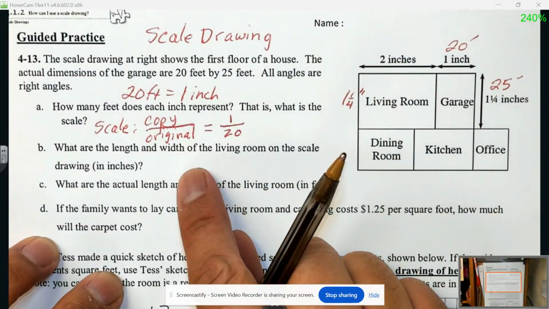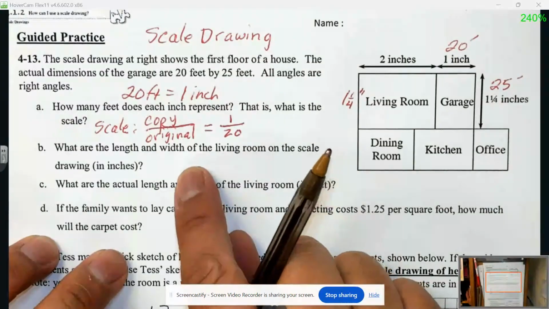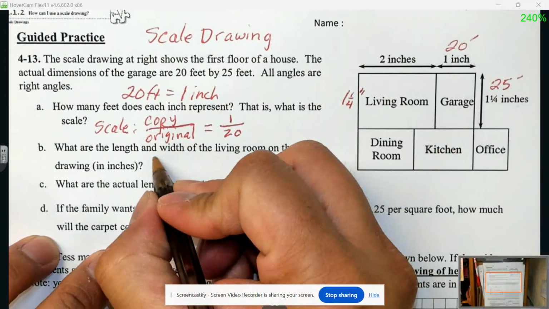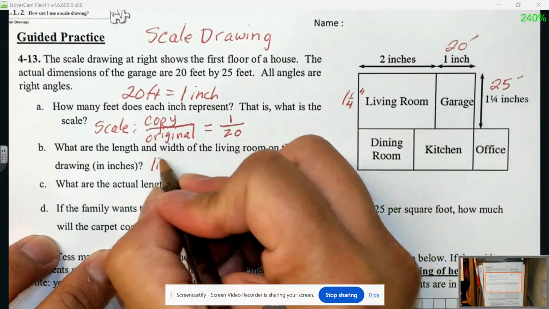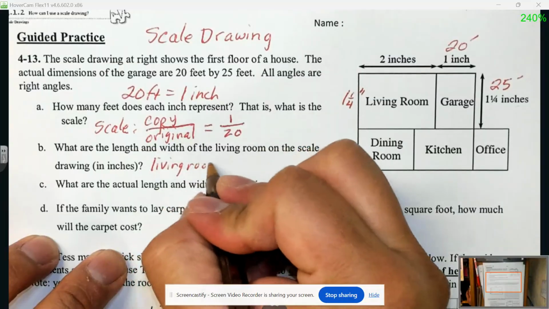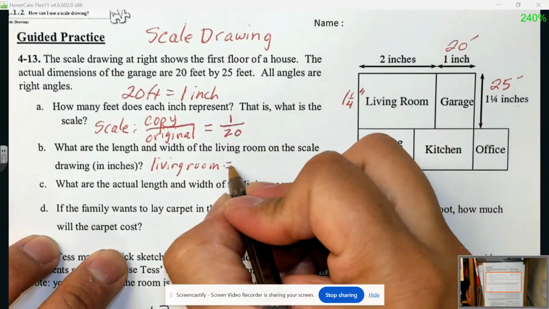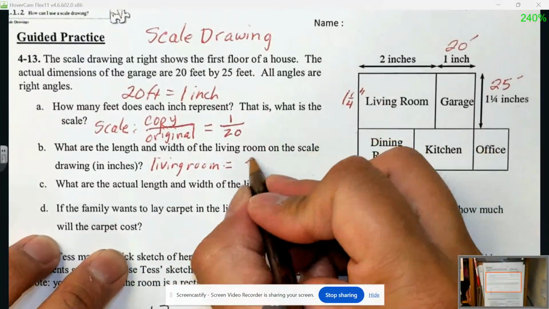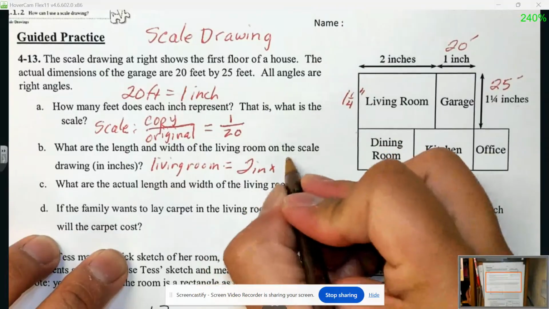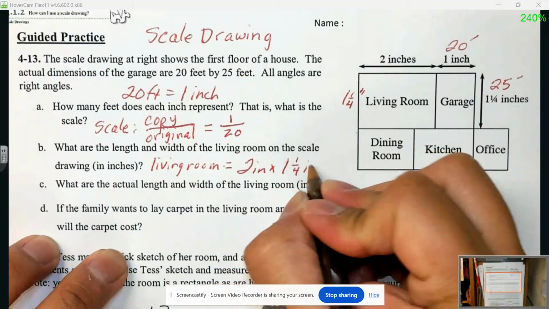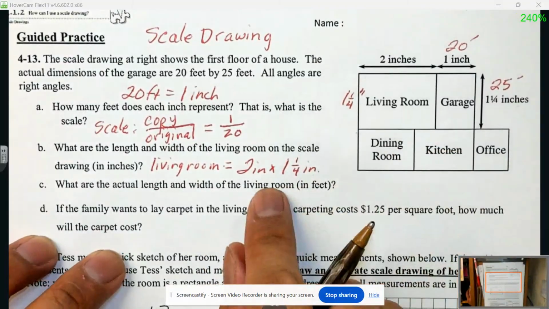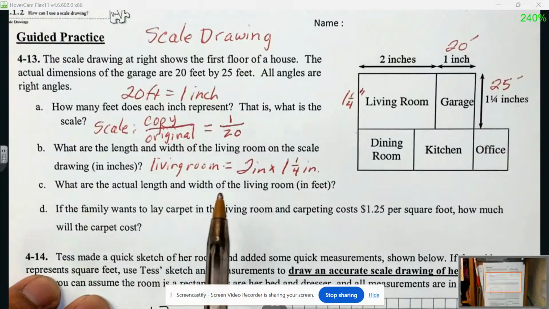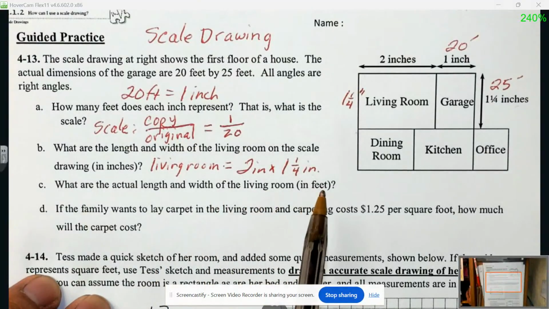So the drawing, this is the living room, is 2 inches by 1 1/4 inch. And then our next question is, what is the actual length and width of the living room in feet?